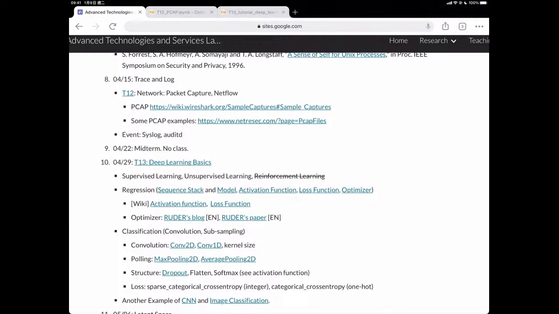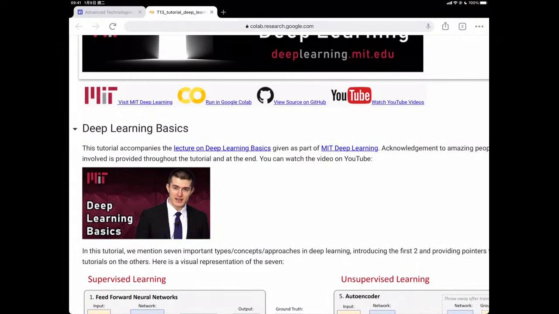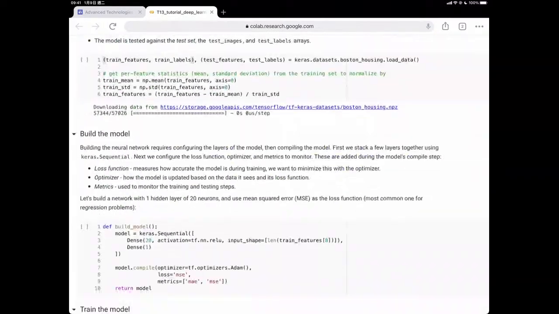Deep learning, topic 13. If you open the 13th topic, I didn't write this slide. This slide is provided by, I think, MIT. It has a lecture on deep learning basics, so I just simply copy its slide. It's right on here and on here.